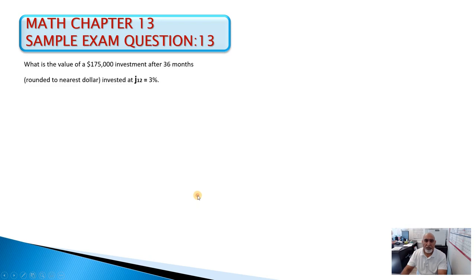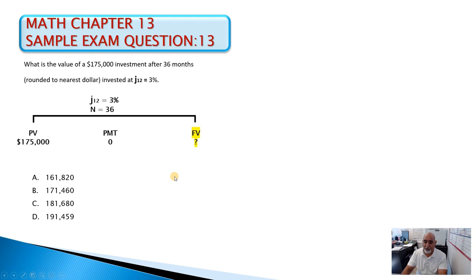Last question, question number 13. What is the value of a $175,000 investment after 36 months? You notice it's 175 we start with, and what is it worth after 36 months? So we're looking for FV. So PV is given this time. Interest rate's there. PV is 175. Payment is 0. We're looking for FV. And these are the choices.